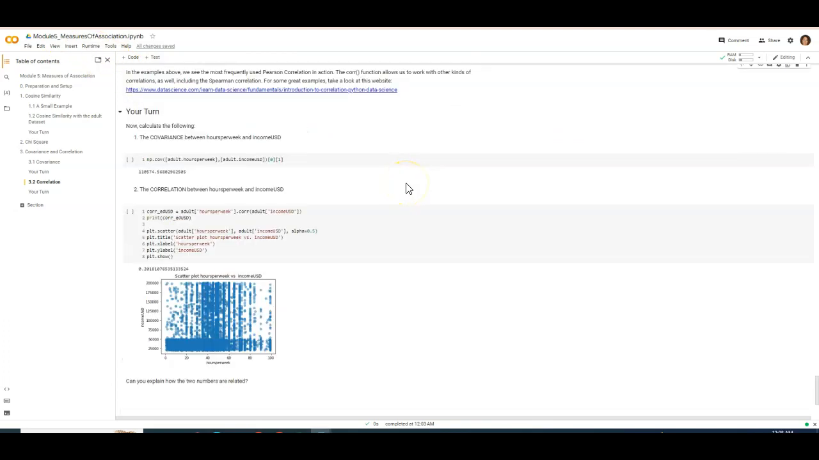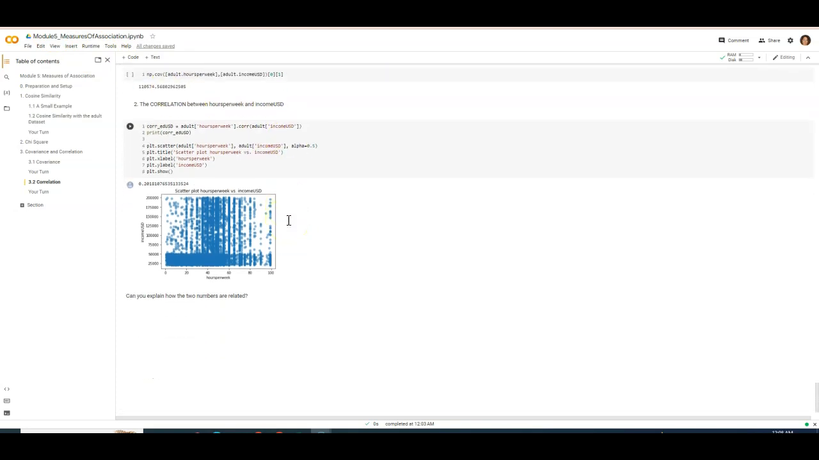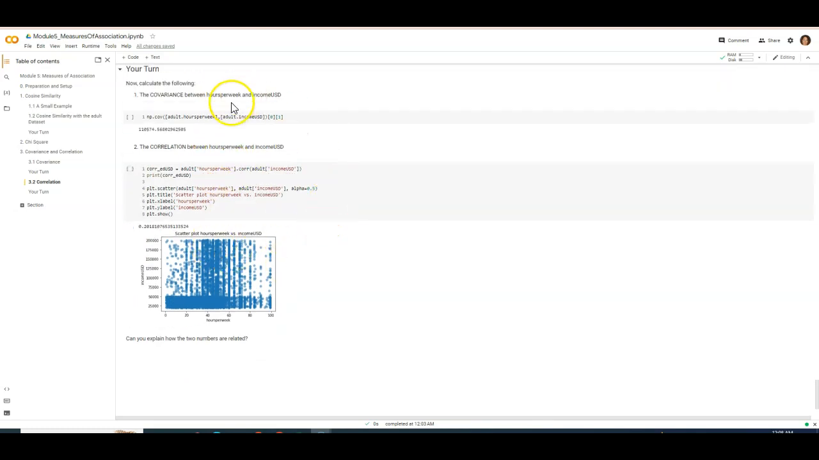All right, and now it's your turn to calculate the covariance between hours per week and income USD. Here I'm showing you how to do this. And then the correlation between hours per week and income USD. And I want you to take a look at how this number here really folds into the correlation plot, and what the correlation plot tells you, whether hours per week are related with income USD. What do you think?